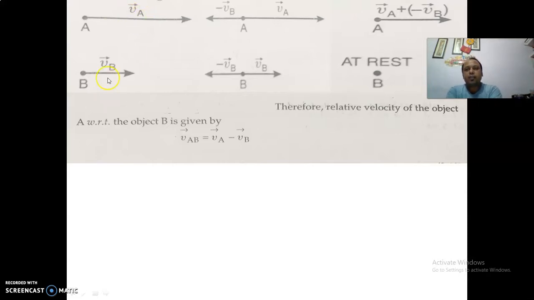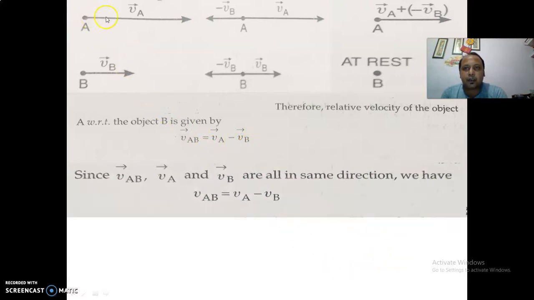But vA and vB, they are not the relative velocity. The relative velocity is represented as vAB. That is, you are sitting in B and you are measuring the velocity of A, which is vector vA minus vector vB. Now, you see here, if the value of vA is 60 km per hour and vB is 40 km per hour, they are in the same direction, so their signs will be positive.